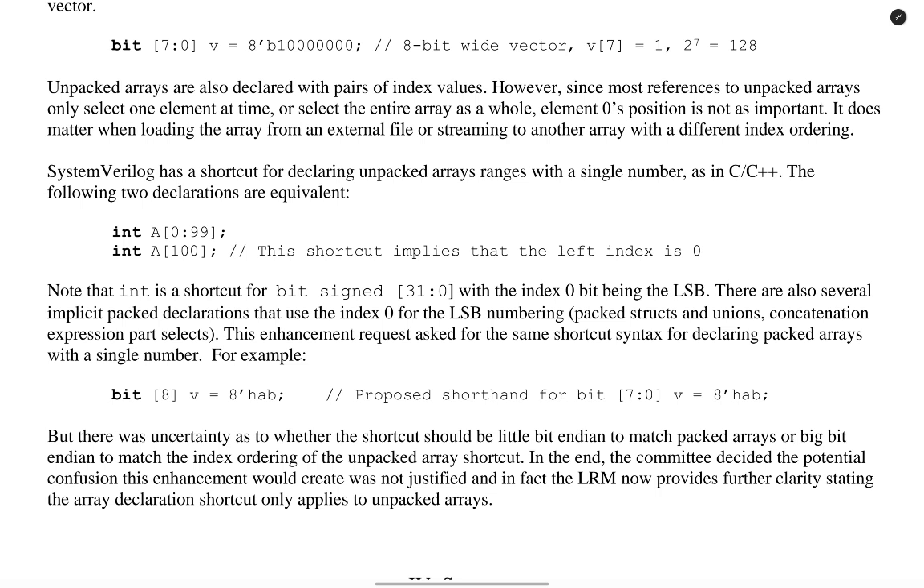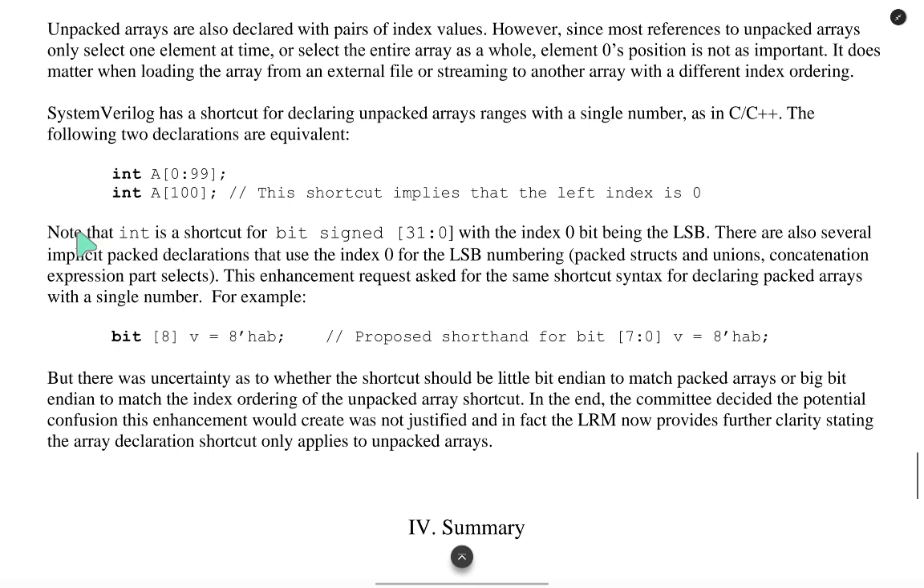The following two declarations are equivalent. Note that int is a shortcut for a bit signed [31:0], with the index 0 bit being the LSB. There are also several implicit packed declarations that use index 0 for the LSB numbering: packed structures and unions, and concatenation expression part selects. This enhancement request asks for the same shortcut syntax for declaring packed arrays with a single number.